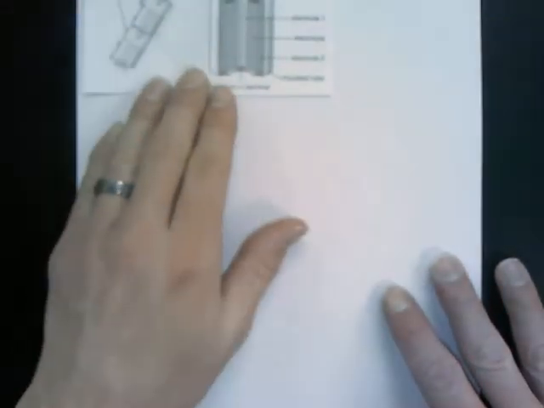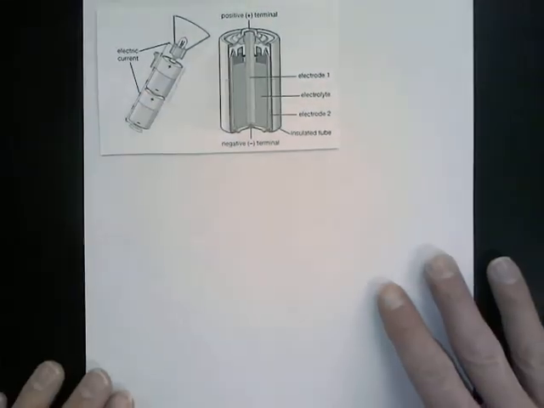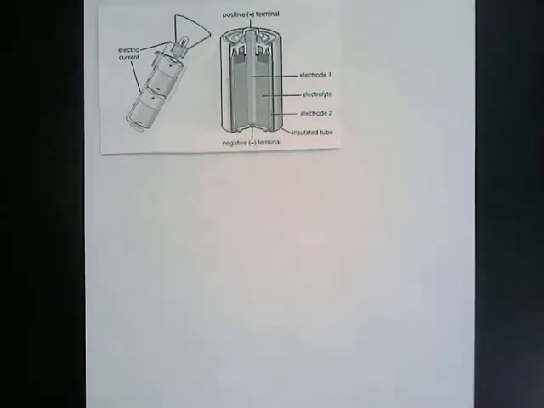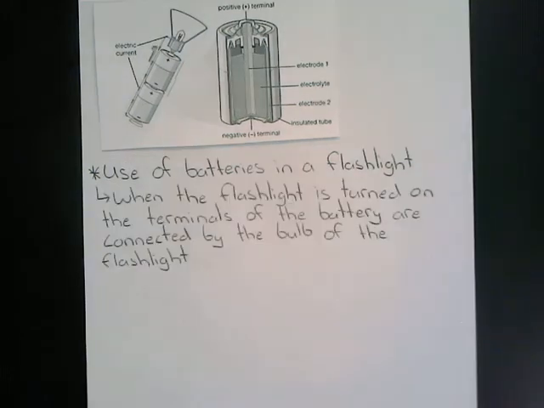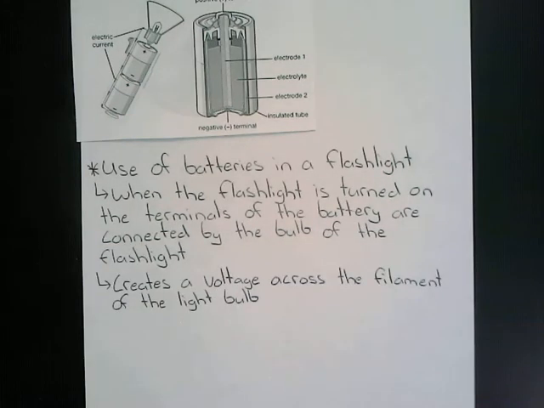And what we're going to discuss here is, again, we're going to utilize this picture and discuss the uses of batteries in a flashlight. So when you turn on a flashlight, the terminals of the battery are connected by the bulb of the flashlight. Now, when the flashlight is turned on, it's going to create a voltage across the filament of the light bulb. And remember, voltage is the term we use to describe potential energy, so that flow of potential energy.